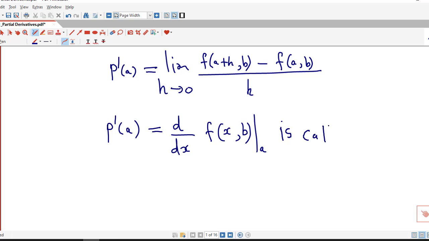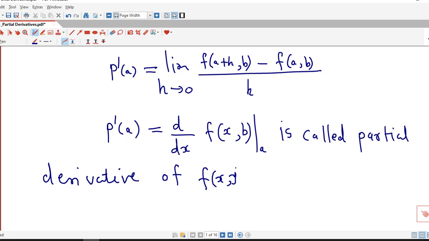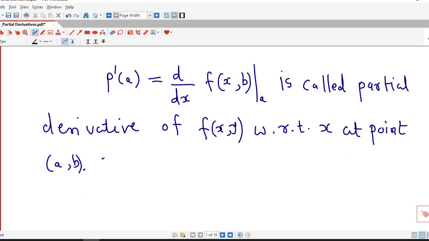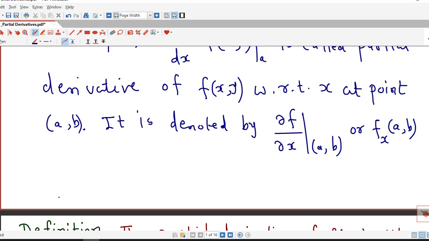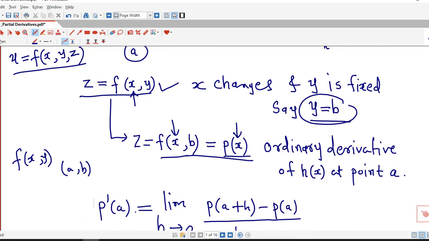This ordinary derivative considering one variable as constant is called the partial derivative of this function f(x, y) with respect to variable x at point (a, b). It is simply a generalization, and it is denoted by, we will use this notation, partial derivative of f with respect to x at point (a, b), or we can denote it in this way also, del f by del x at point (a, b), or because we have written z equal to f(x, y), we can write del z by del x at point (a, b). So in this way we can define partial derivative with respect to x.